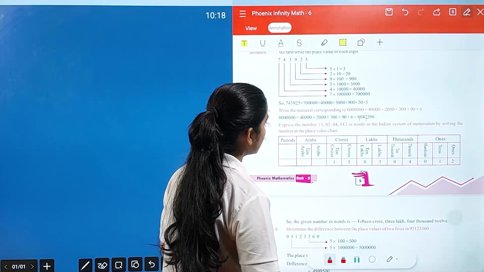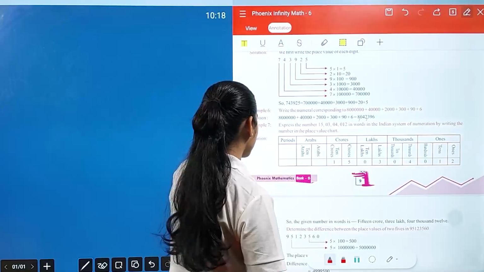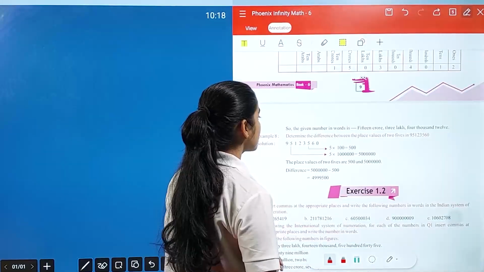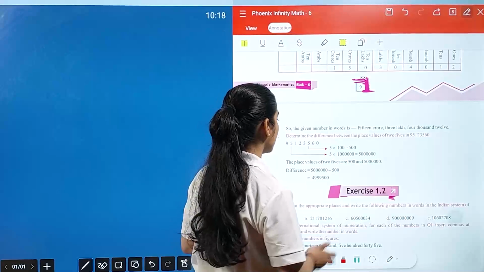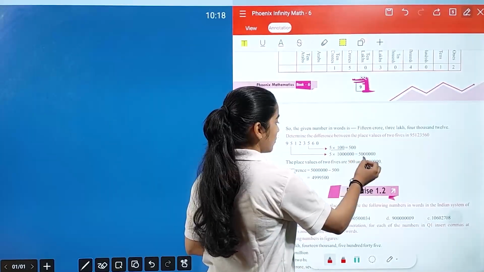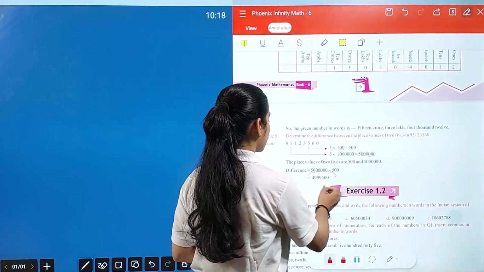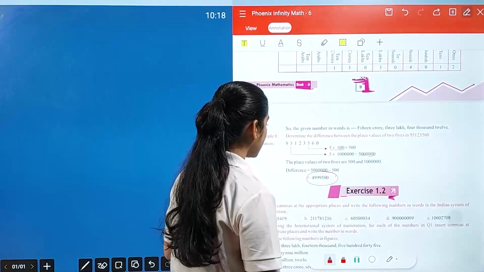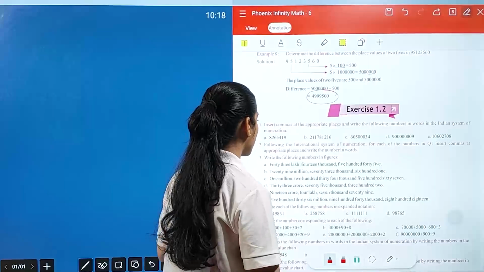4,012 in words in the Indian system of numeration by writing the number in the place value chart. So simply you can write them. Determine the difference between the place values of two fives in this. So this is 500, this is 50 lakh. You have to subtract it. So your answer will be 49,99,500.